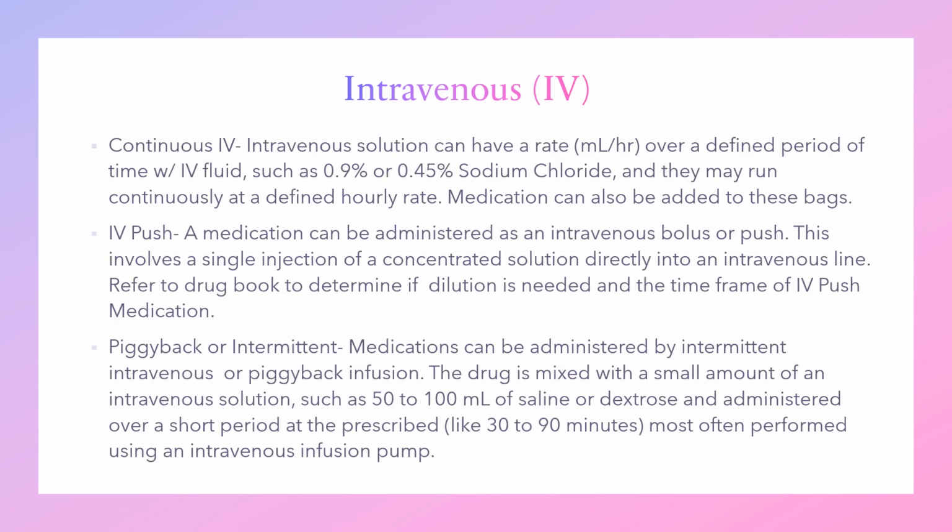So here are some different types of administration methods for intravenous administration. First we have continuous. So intravenous solution can have a rate such as milliliters over hours over a defined period of time with IV fluids such as normal saline or half normal saline. And they may run continuously at a defined hourly rate.